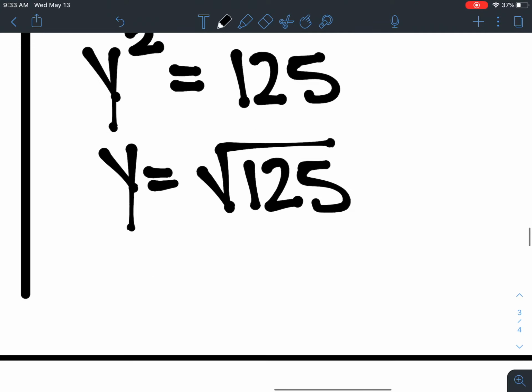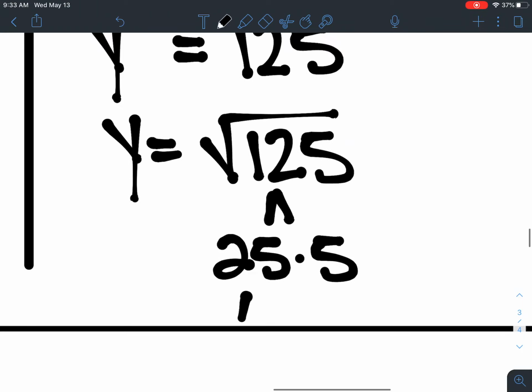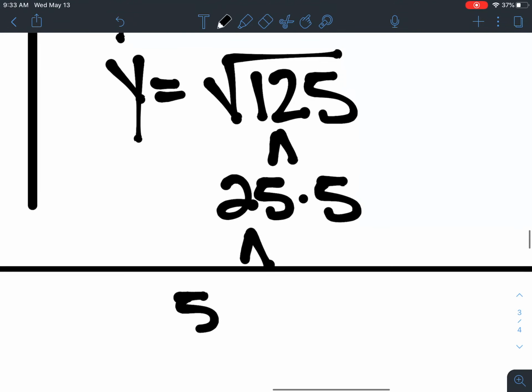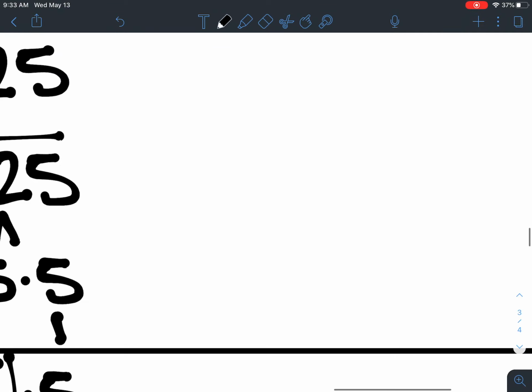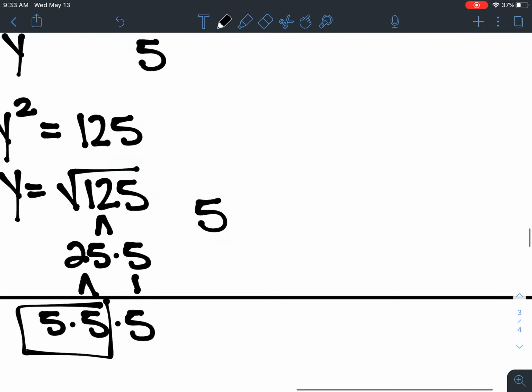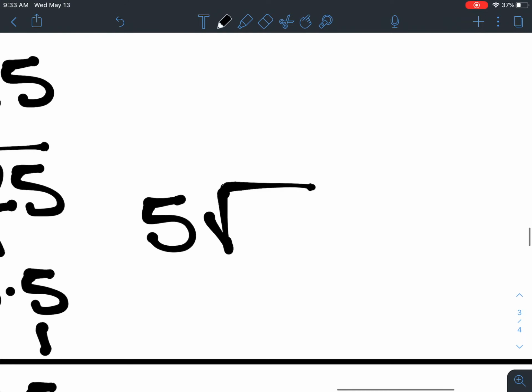So remember, I'm going to go over this one more time. 125 breaks down into 25 times 5. 25 breaks down into 5 times 5. Bring down your 5. Remember, we're looking for doubles. So I see a set of 5s, I'm going to box them in and bring 1 out. That other 5 doesn't have a buddy, so it goes back underneath. So your final answer here is 5 root 5.